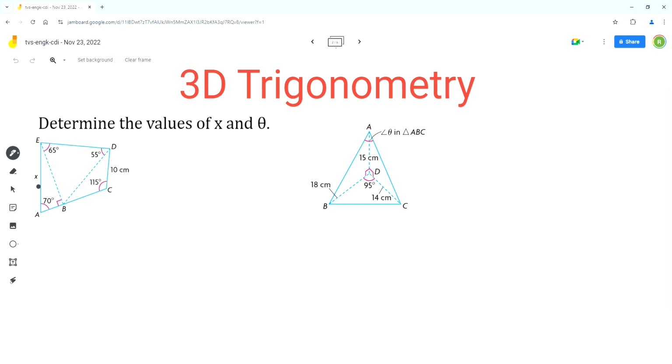The first step is to find the measure of angle B in triangle BDE. In triangle BDE, we are given the measure of angle D and angle E. So we should find the measure of this angle B. The sum of angles in a triangle is equal to 180 degrees. Therefore, our first step is, let's assume the measure of angle B is Y.